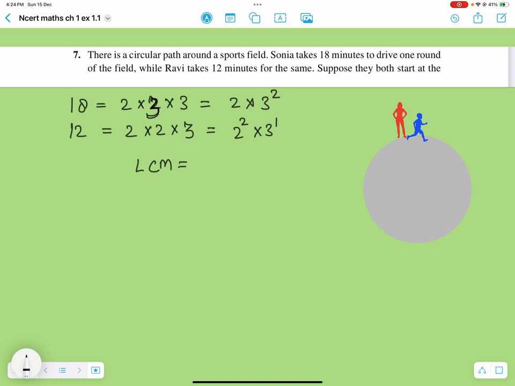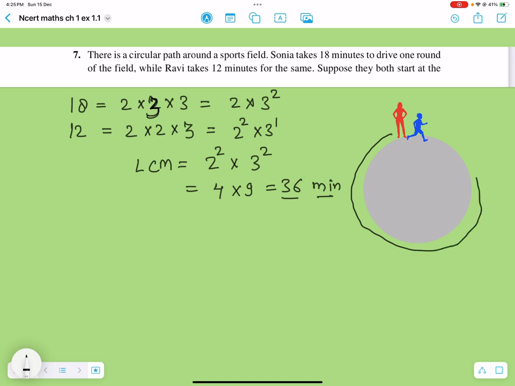So to calculate the LCM, you write down the unique factors and then you just put the highest powers. So highest powers are these, 4 multiply 9, and that is 36. So it says after 36 minutes, they will meet at one point. So 36 minutes means once Sonia completes 2 circles, that's where Ravi will meet Sonia. Right?